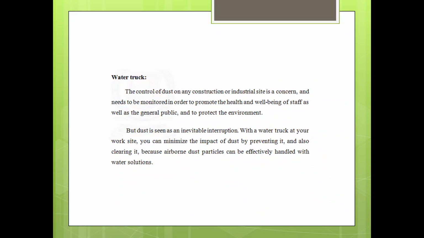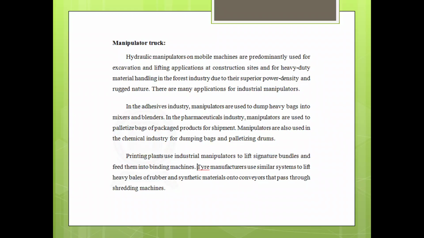Water truck. Control of dust at any construction or industrial site is constant and needs to be monitored in order to promote the health and well-being of staff as well as the general public, and to protect the environment. Dust is seen as an inevitable interruption, but with a water truck at your site, you can minimize the impact of dust by preventing it and also clearing it, because airborne dust particles can be effectively handled with a water solution.